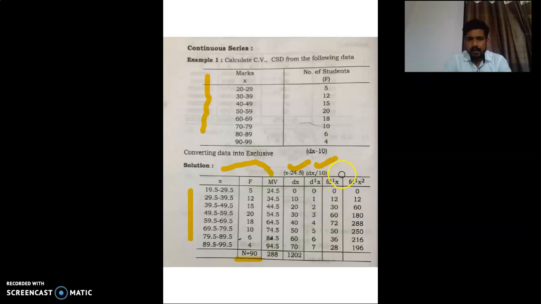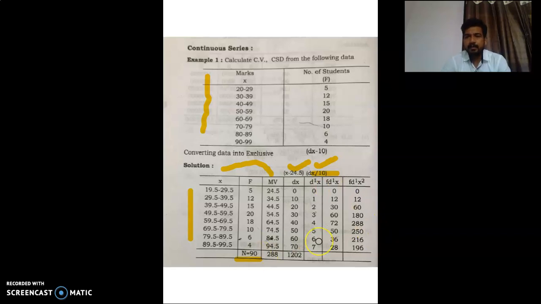Now we have to find f d dash x square, which means we multiply these two columns for this particular column. So 0 multiplied by 0 is 0, 1 multiplied by 12 is 12, 2 multiplied by 30 is 60, 3 multiplied by 60 is 180, 4 multiplied by 72 is 288, 5 multiplied by 50 is 250, 6 multiplied by 36 is 216, 7 multiplied by 28 is 196.